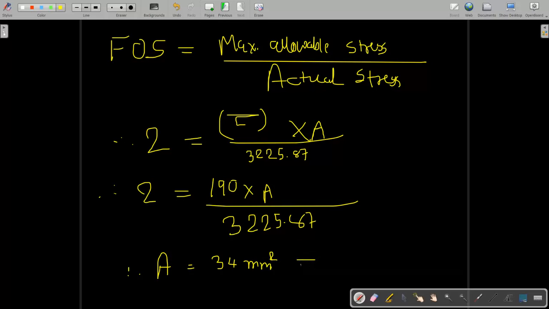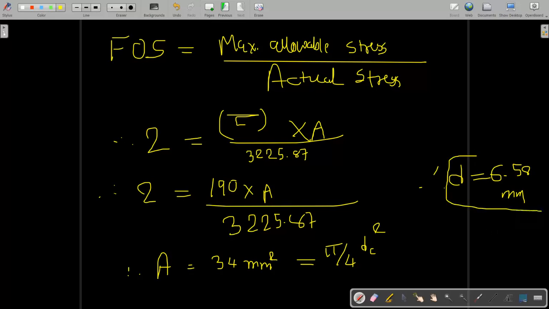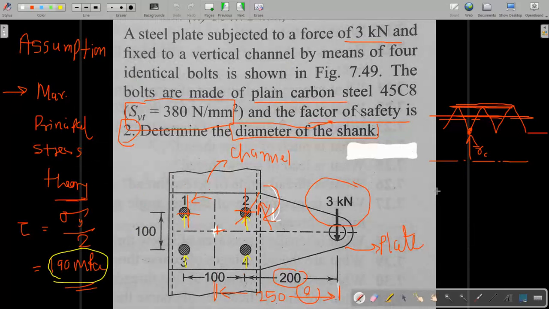Now you know the value of the cross section area, that is pi by 4 times the core diameter, or you can say the shank diameter, whole square. Just solve this, and you will get the diameter as 6.58 mm. So this is the answer. This is the second variety of the question, that is how the question is asked in the exam.